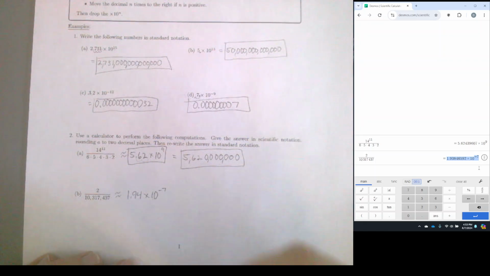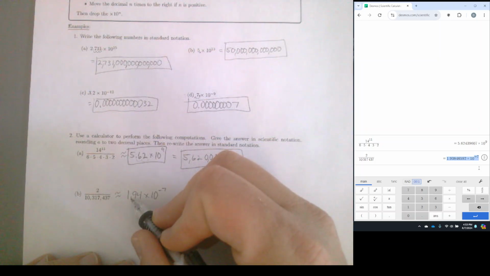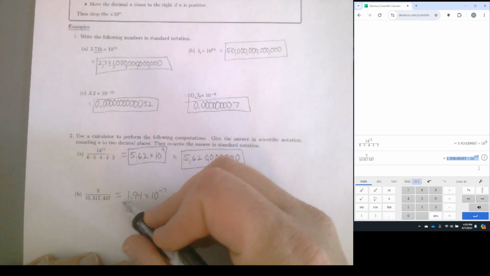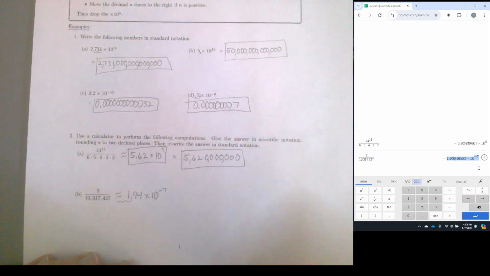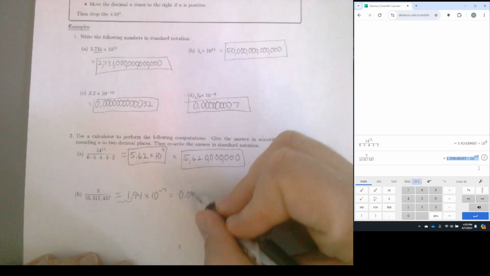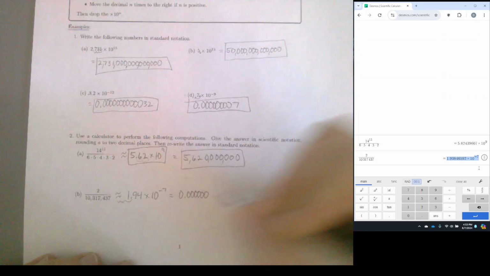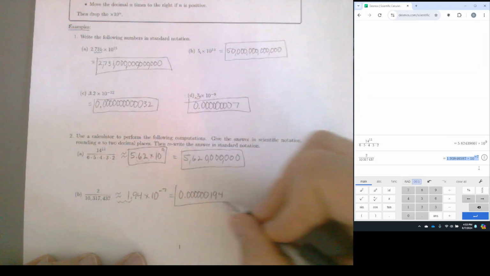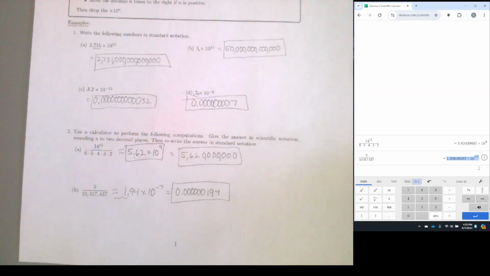And if I want to give that answer in standard notation, I need to take this decimal and move it 7 times to the left. So the first time I move it, it ends up here, and then I have to move it 6 more times to the left, so I'll have 6 zeros, and then a 194. Okay, so that's scientific notation.